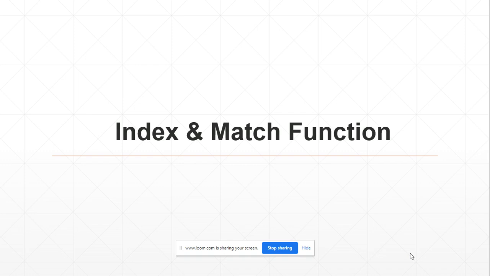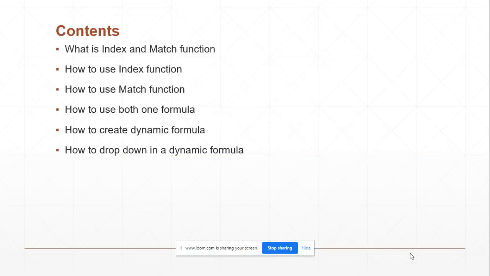So let's start. In this video, we are going to cover what INDEX and MATCH functions are, how to use the INDEX function, what its syntax is, and similarly how to use the MATCH function and what its syntax is. Then we are going to learn how to use both of them in one formula, and create a dynamic formula in which we can change things and the values change automatically. Lastly, we are going to use drop-down menus in the dynamic formula just to make things a bit easier for an external user to use.